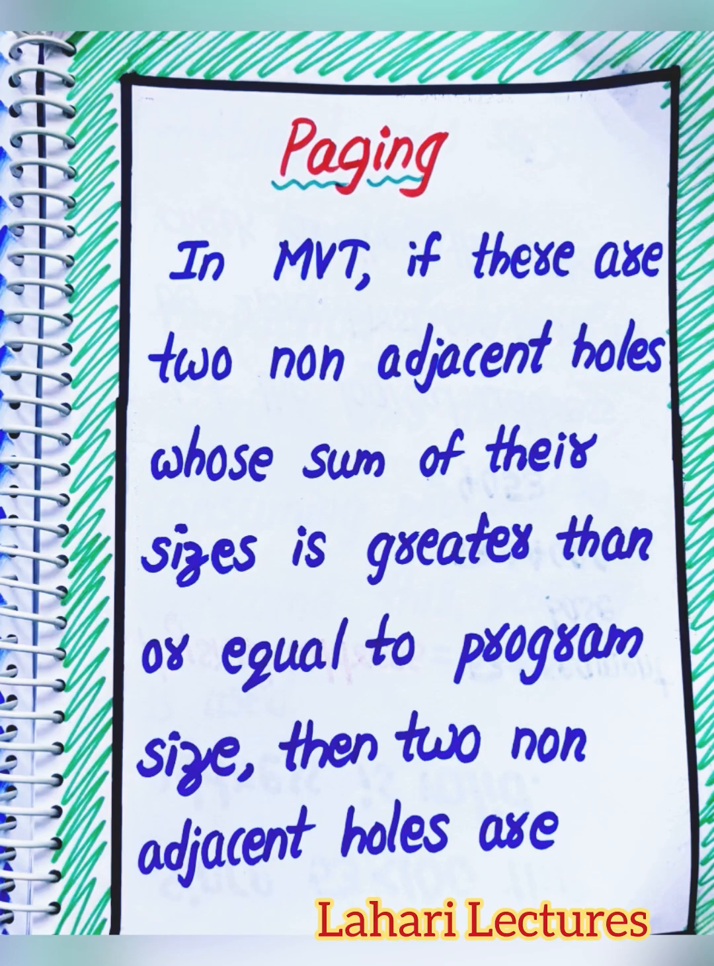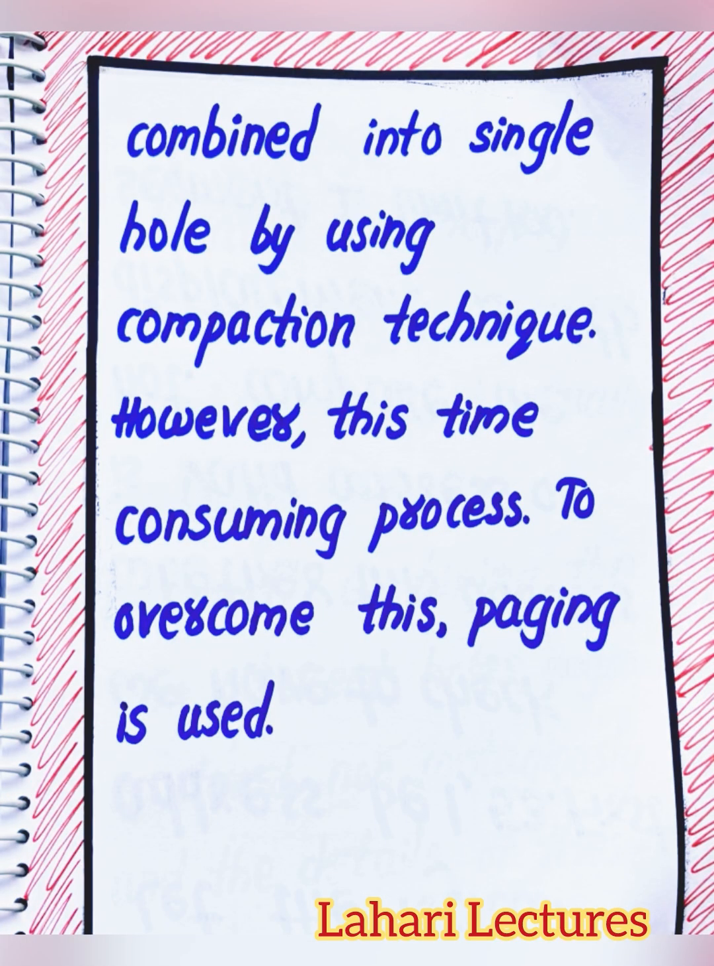In this video, you can watch notes on paging in operating systems. In MVT, if there are two non-adjacent holes whose sum of their sizes is greater than or equal to program size, then the two non-adjacent holes are combined into a single hole by using the compaction technique. However, this is a time-consuming process. To overcome this, paging is used.